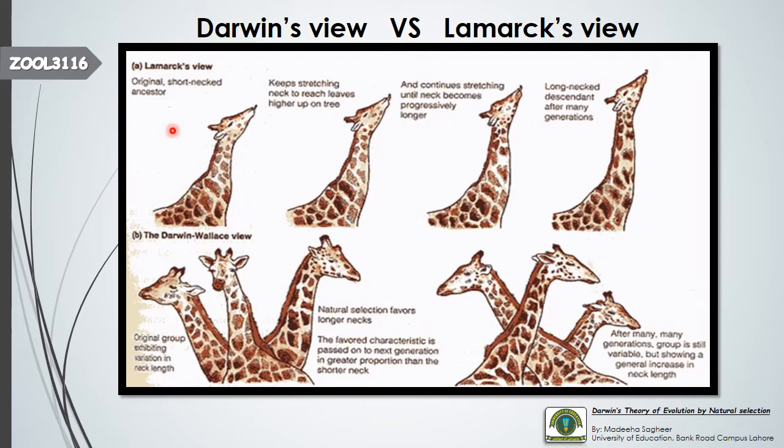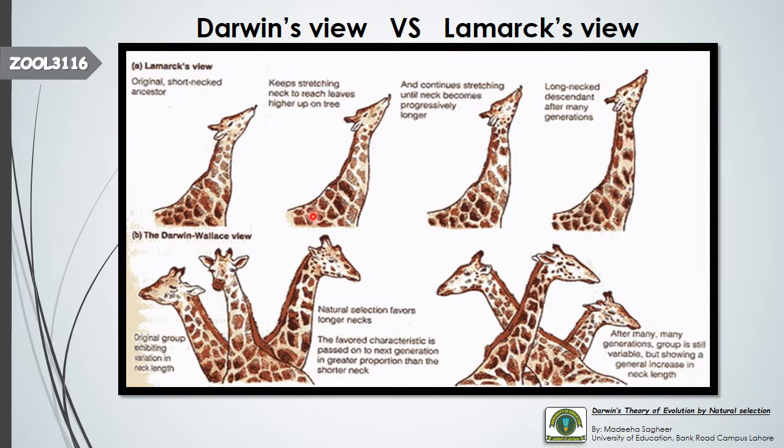Here you can see easily that this is Lamarck's view, representing that the original population of the giraffes had the short neck, right? They are the ancestral giraffes. What happened, because of the scarcity of grass on the ground, they needed to take their food from the tall trees, so they tried to stretch their necks to reach the tall trees, right? So by continuous stretching the neck becomes progressively longer, and according to Lamarck, this trait of the longer neck because of the stretching would pass on to the next generations, and the descendant generations would have long neck giraffes.